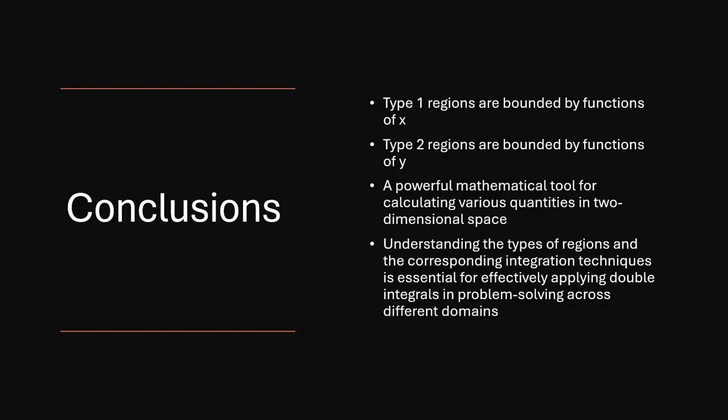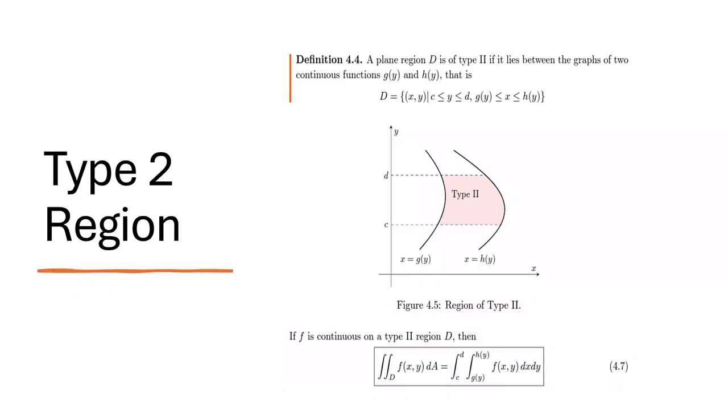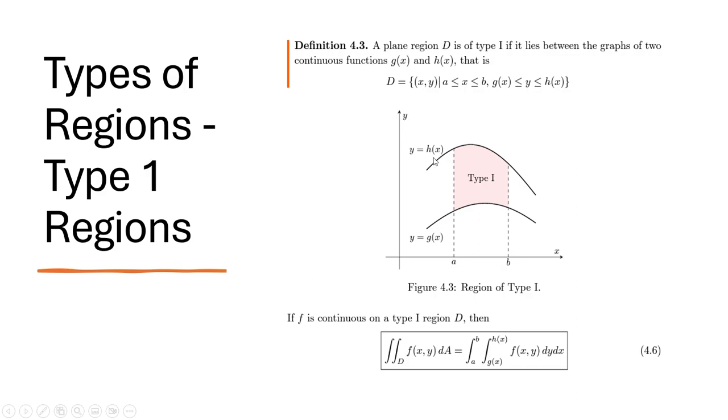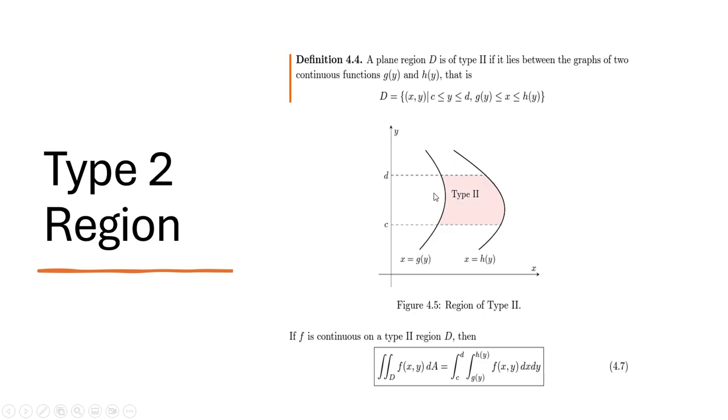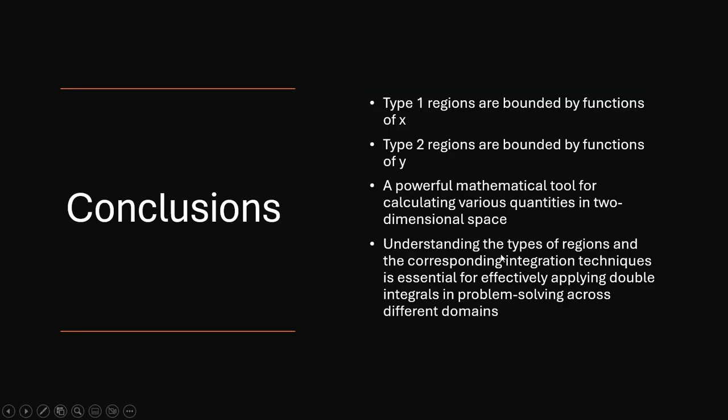So in conclusion, type 1 regions are bounded by functions of x, and type 2 regions are bounded by functions of y. Let's look at it again. Type 1 regions are bounded by functions of x, and type 2 regions are bounded by functions of y. So this is a powerful mathematical tool for calculating various quantities in two-dimensional space, and understanding the types of regions and the corresponding integration techniques is important for effectively applying double integrals in problem solving across different domains.